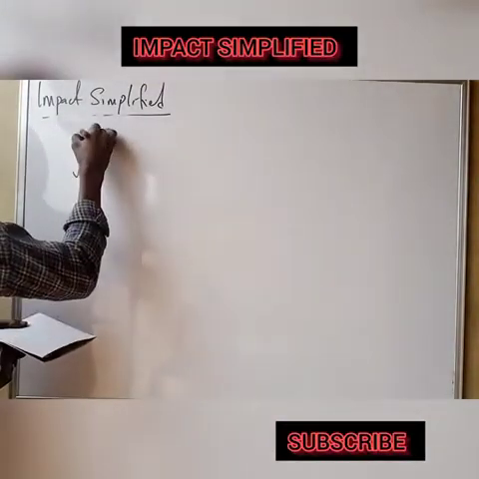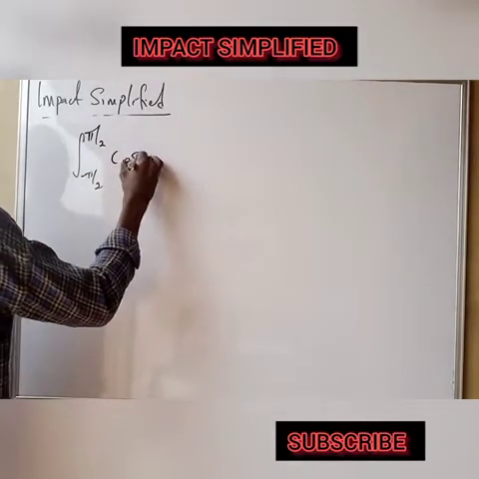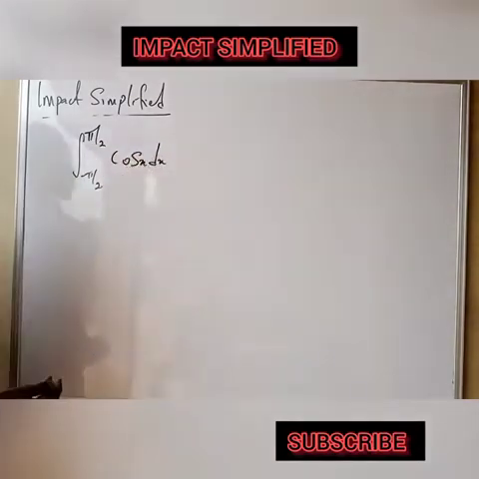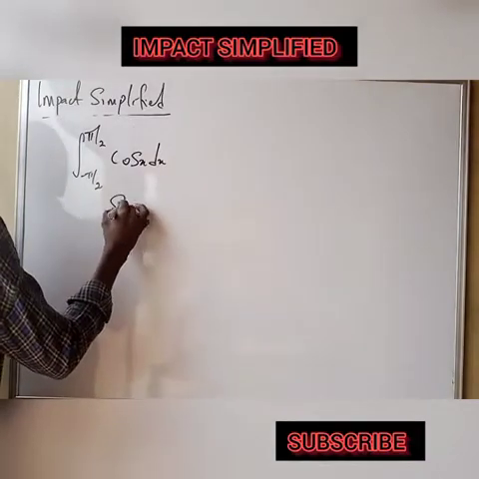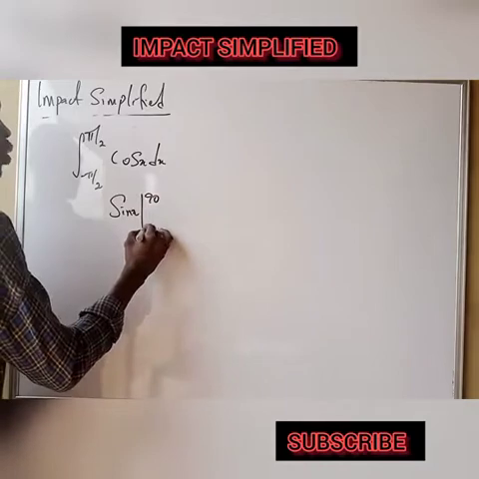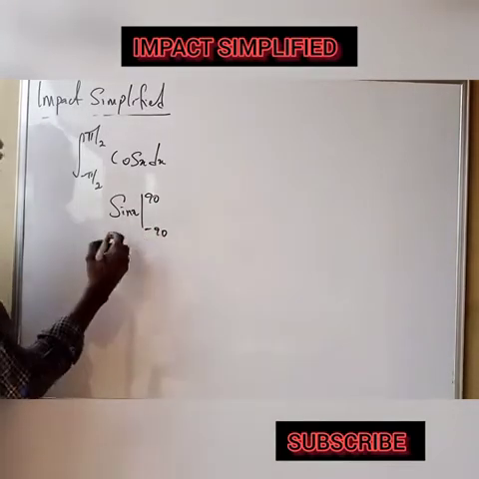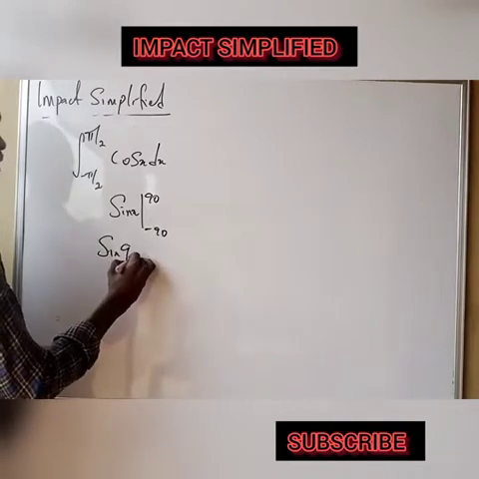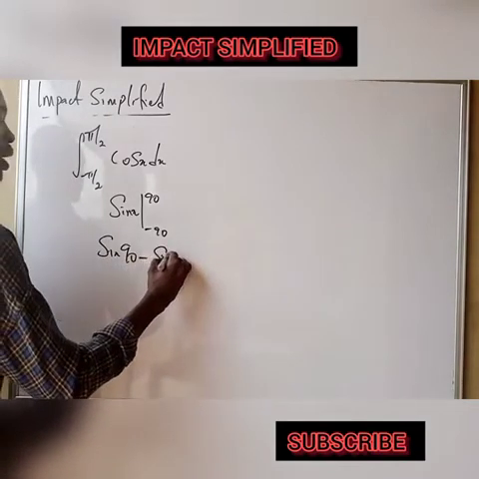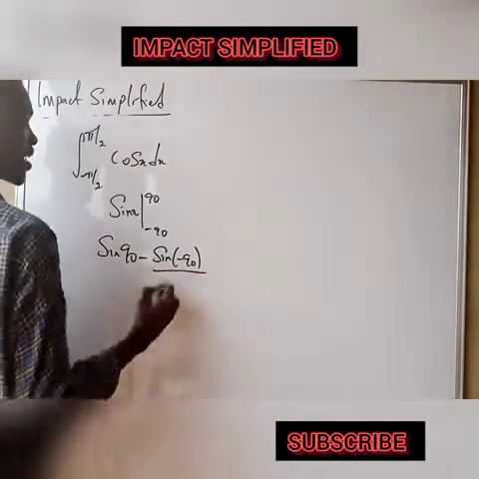They said integrate pi over 2 to minus pi over 2 of cos x dx. How can you solve this? Integrate cos, that will give us what? Sin x. What is the upper limit? 90. What is the lower limit? Minus 90. So remove them, the upper minus the lower. That will give us what? Sin 90 minus the lower, sin minus 90. Wow! What is sin minus 90?